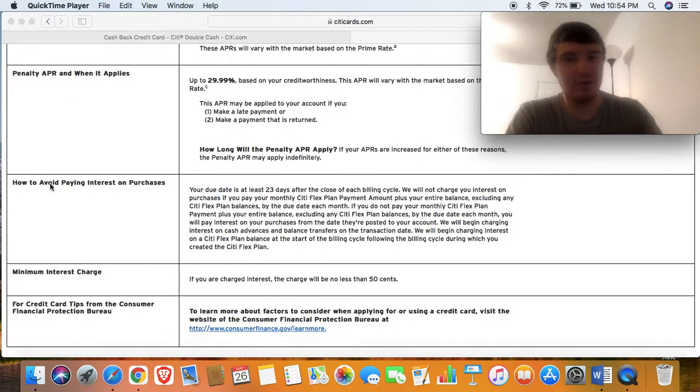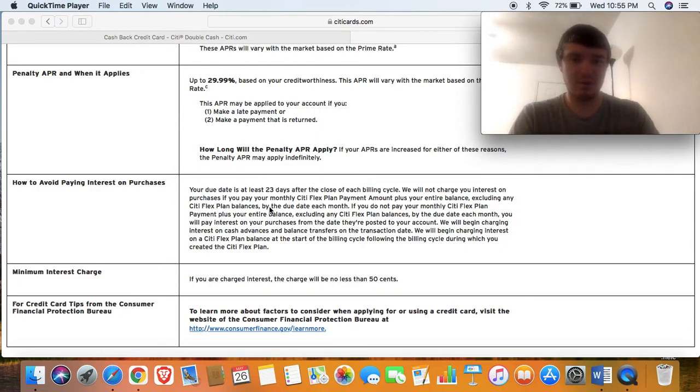Then we go on to the next box right here, how to avoid paying interest on purchases. This box will always be in these credit card terms, and this one says your due date is at least 23 days after the closing of each billing cycle. So once your bill cuts, according to Citi's Double Cash terms, you got 23 days to pay it in full, and you will not get charged a penny in interest. If you don't pay it in full, then after these 23 days, they'll start charging you interest.